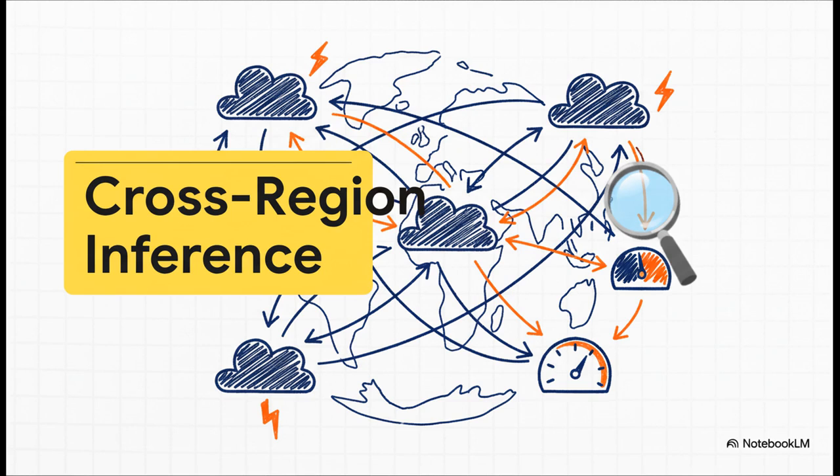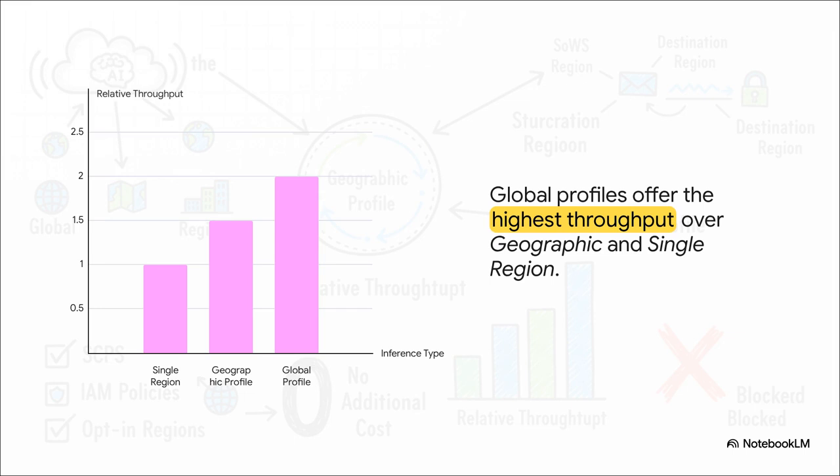Okay, so what is this thing, really? Well, cross-region inference is a feature that just seamlessly distributes your traffic across a bunch of different AWS regions. It automatically finds where there's available compute capacity to process your requests, which in turn dramatically increases your app's total throughput. Check this out, because this is where it gets really interesting. This chart just lays it all out for you. Compared to being locked into just one single region, using what's called a geographic profile gives you a pretty significant lift. But enabling a global profile, wow, that unlocks the highest possible throughput by tapping into AWS's entire worldwide infrastructure.